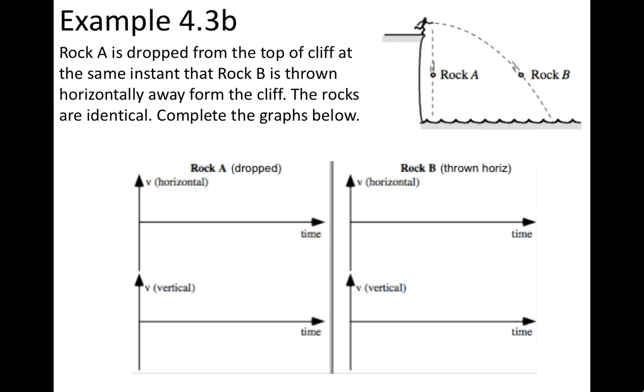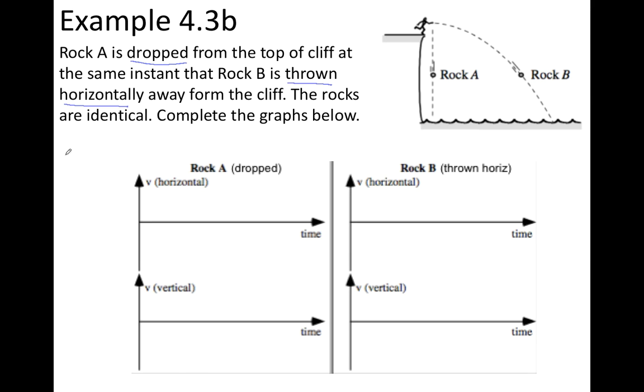Okay, one more example. Here, rock A is dropped from the top of a cliff at the same instant that rock B is thrown horizontally away from the cliff. The rocks are identical. We want to compare their graphs. So it's really important that this phrase here, that the rock B is thrown horizontally and rock A is dropped. That is going to tell us what's going on with the rock's velocity initially.